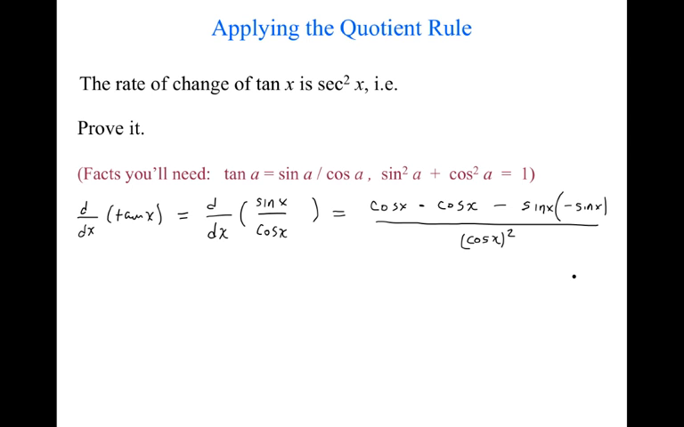Applying the quotient rule. Low, or the denominator, times D high, or the derivative of the numerator, minus high, D low. Sine times derivative of cosine, which is negative sine, over cosine squared. And so this falls out pretty quick.